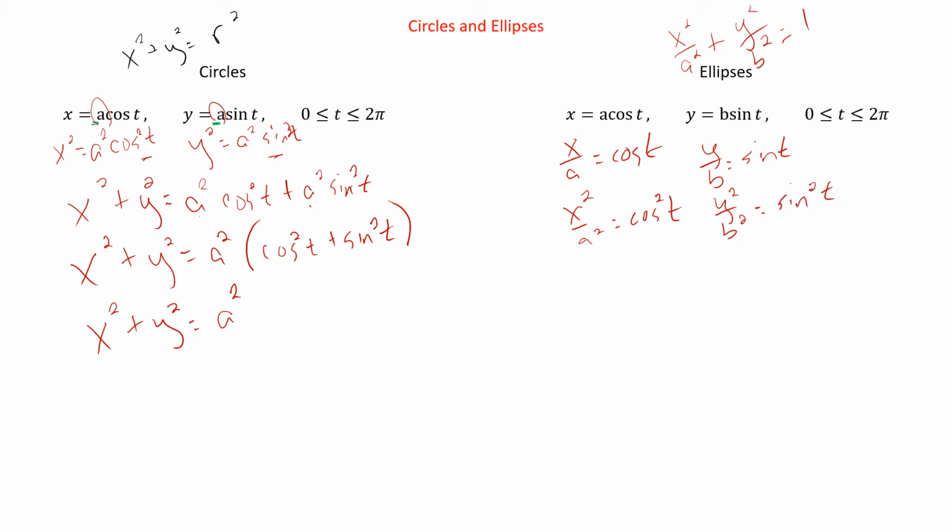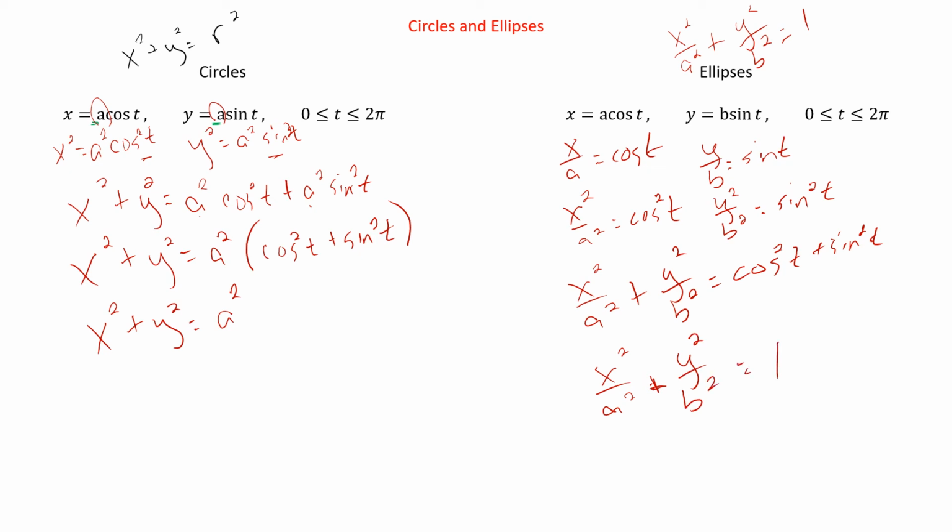Add them together. x squared over a squared plus y squared over b squared equals cosine squared t plus sine squared t. There's that Pythagorean identity again. x squared over a squared plus y squared over b squared equals 1. That's an ellipse, and exactly like what we may have expected from our radii. So the circles and ellipses work out really easily.